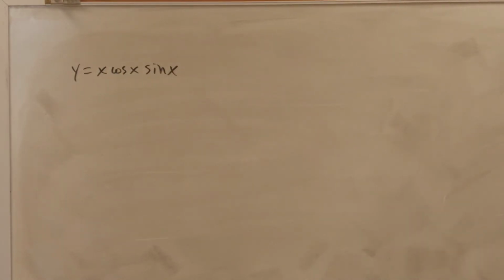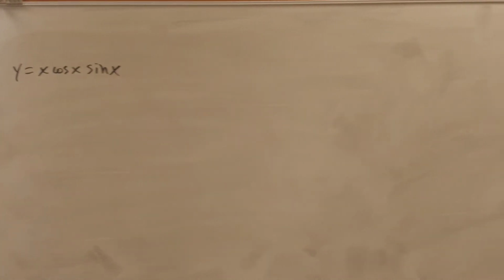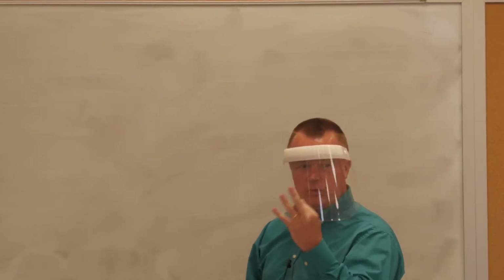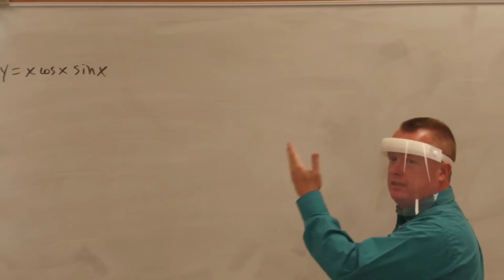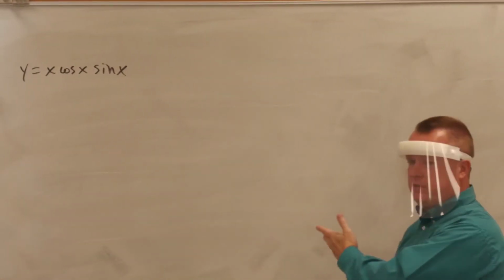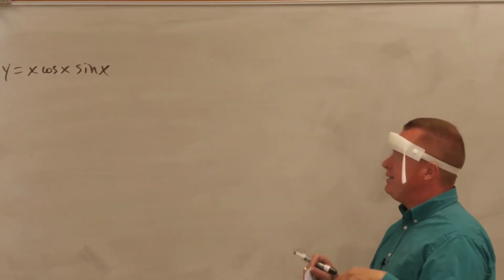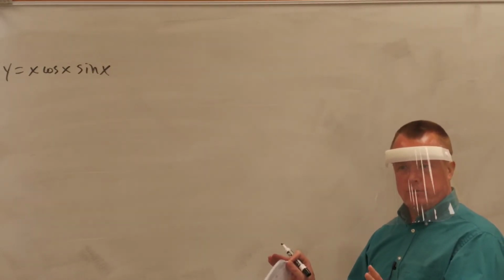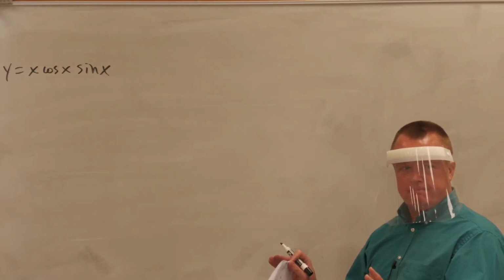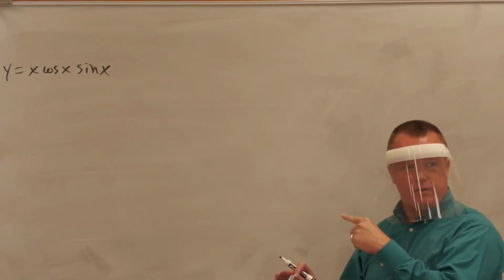Okay, so what do I have here to start with? What operation's going on here? Multiplication. How many things am I multiplying? 3 things, if just the way it is right there, right? So x is a function of x, cosine x is a function of x, sine x is a function of x. So I'm multiplying 3 things. On the product rule, how many functions of x do I have on the product rule? I just have 2, a first and a second, right?